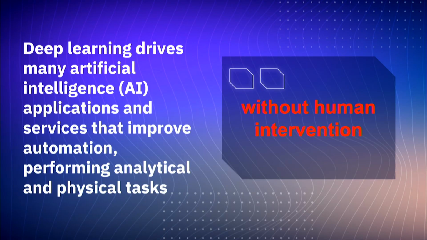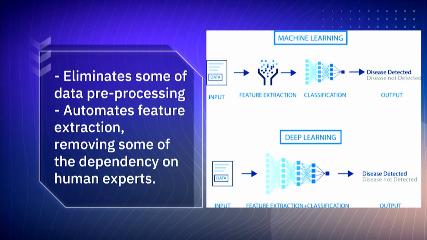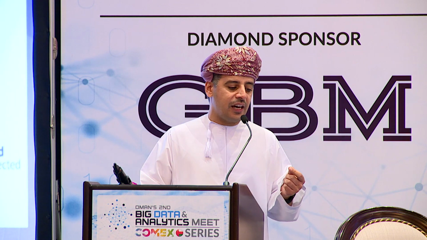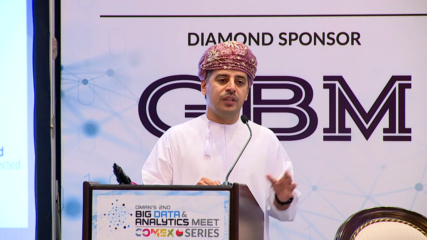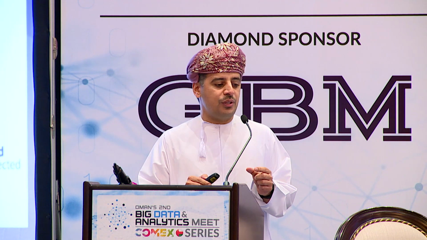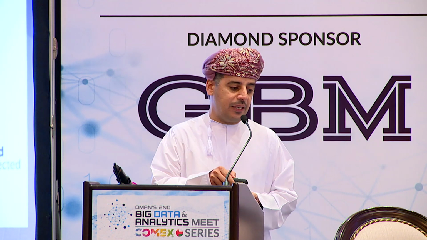Basically, this deep learning and advanced deep learning work without human intervention in order to improve automation and perform analytics and any type of physical tasks. So the main difference between machine learning and deep learning or advanced deep learning is that machine learning interacts and extracts data with the help of humans, but deep learning does it automatically without human help. So we have to distinguish again when to use machine learning and when to use deep learning.